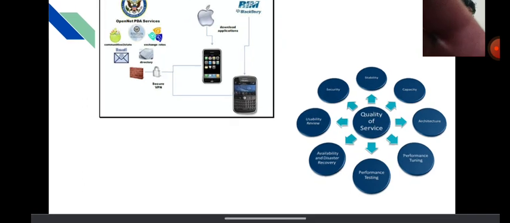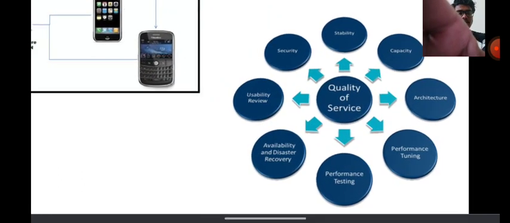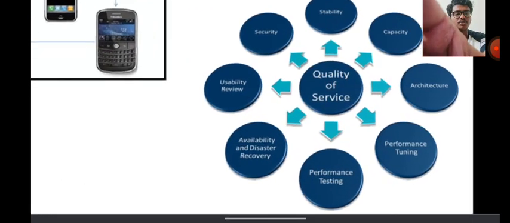Quality of service mainly focuses on stability, capacity, architecture, performance tuning, performance testing, availability and disaster recovery, usability review, security.